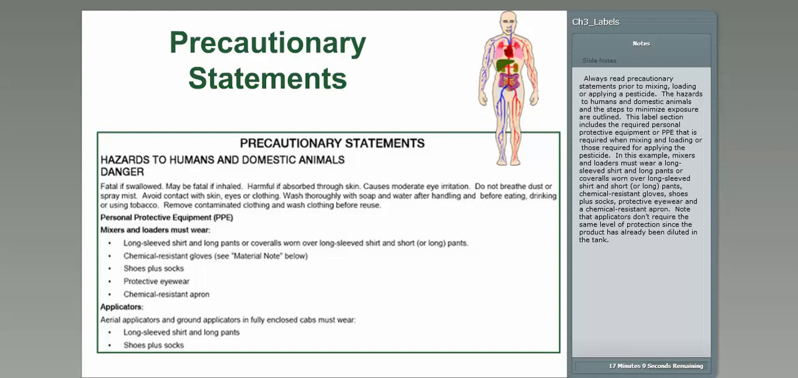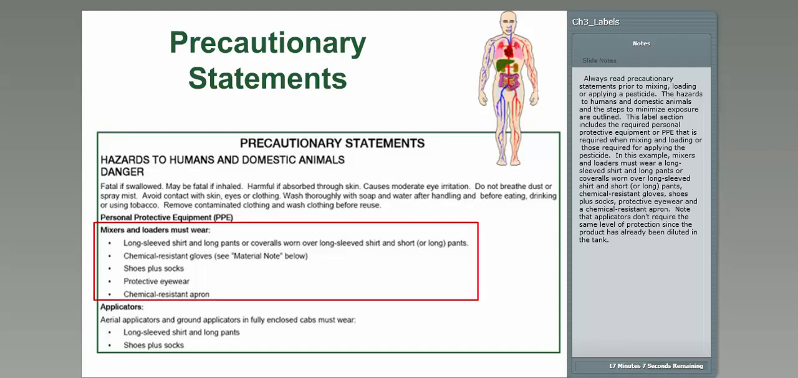In this example, mixers and loaders must wear a long-sleeve shirt and long pants or coveralls, worn over long-sleeve shirt and short or long pants, chemical-resistant gloves, shoes plus socks, protective eyewear, and a chemical-resistant apron. Note that applicators don't require the same level of protection since the product has already been diluted in the tank.